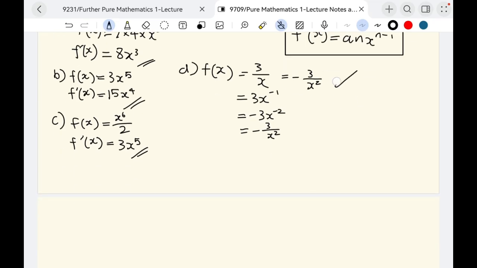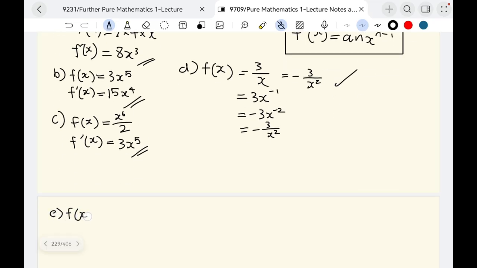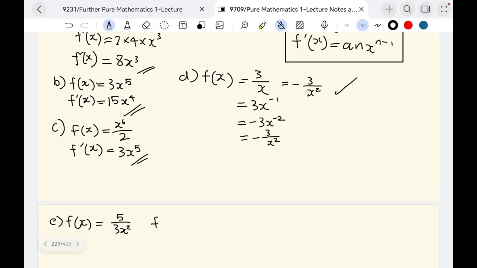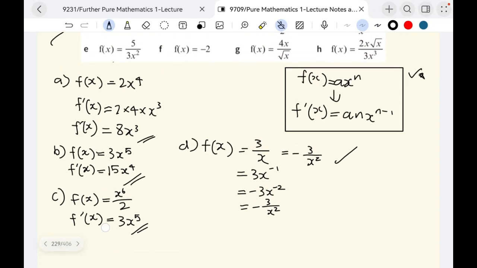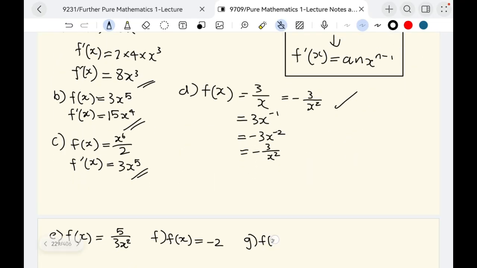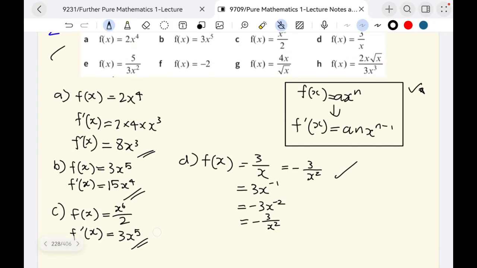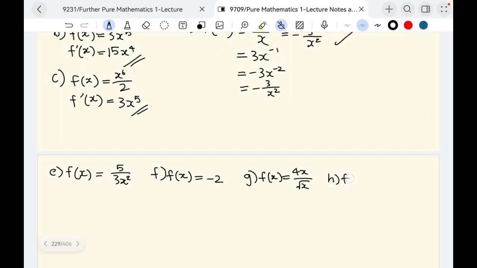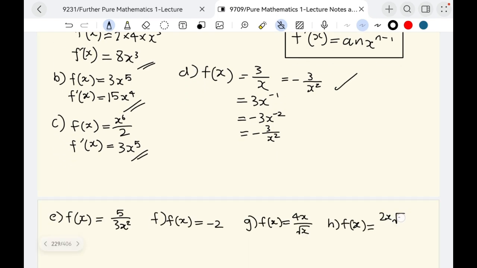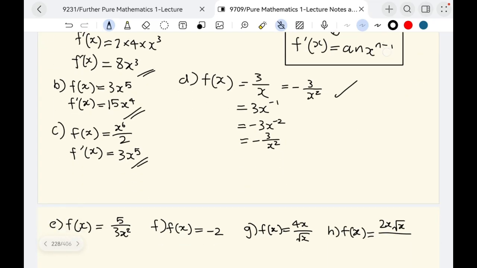Okay, now for the E. f(x) is equal to 5 over 3x squared, let's copy about it. F, f(x) is equal to negative 2. G is f(x) is equal to 4x divided by the square root of x, and for the H is f(x) is equal to 2 square root of x divided by 3x cubed.